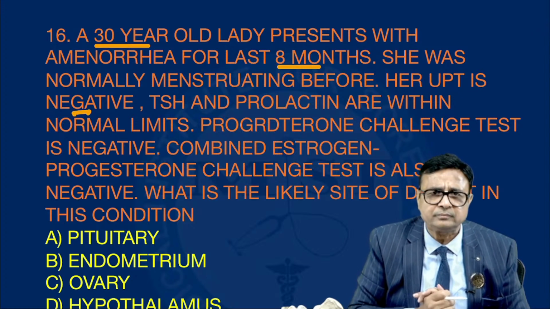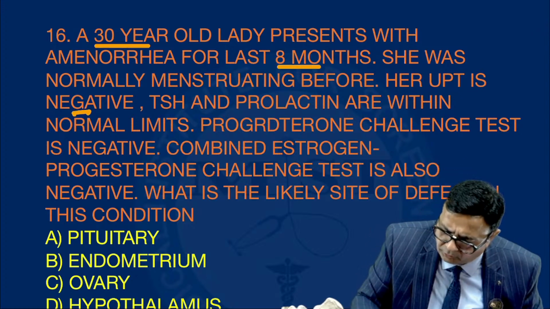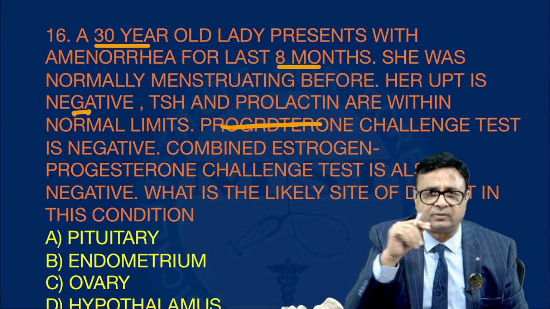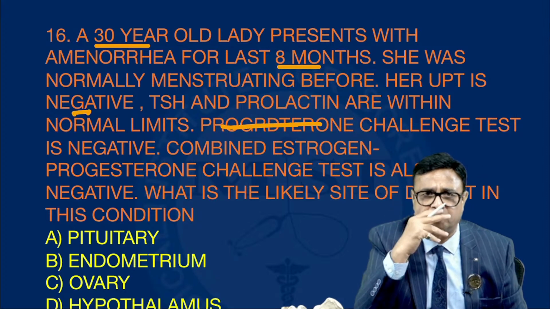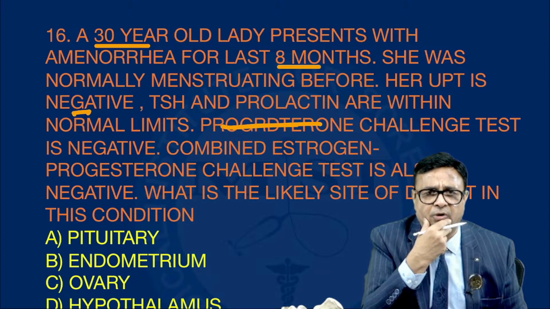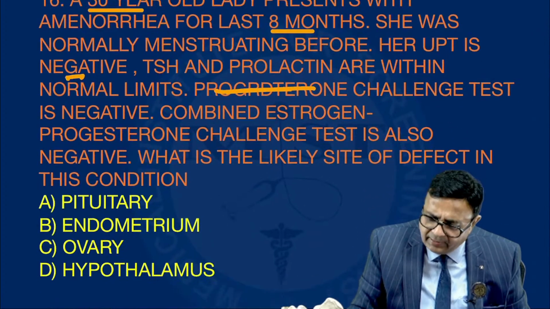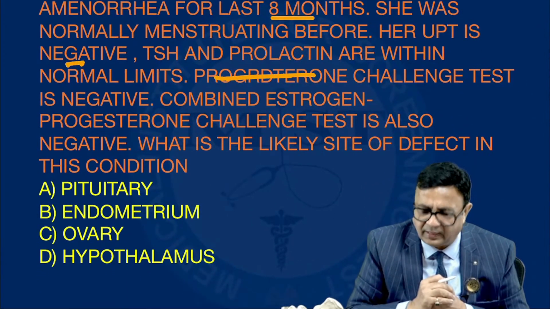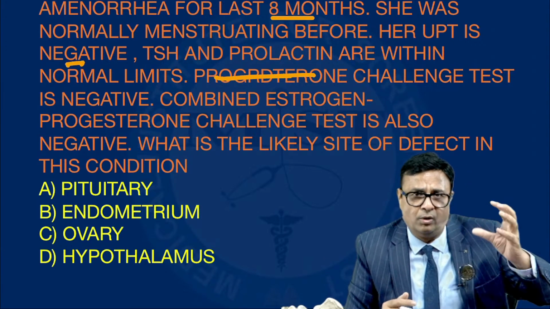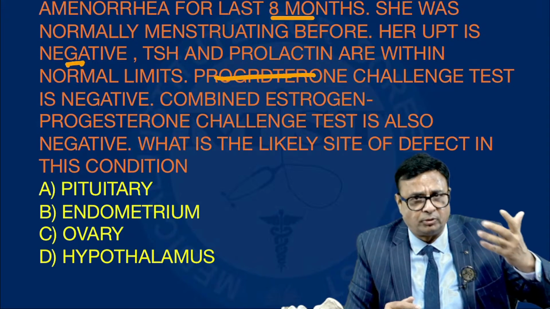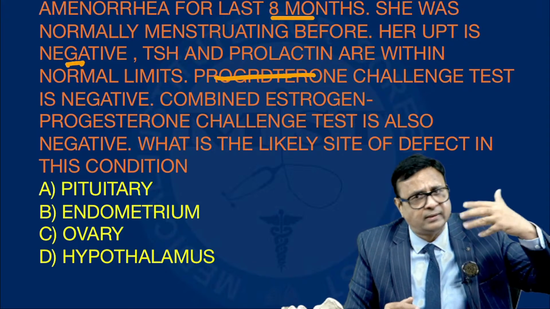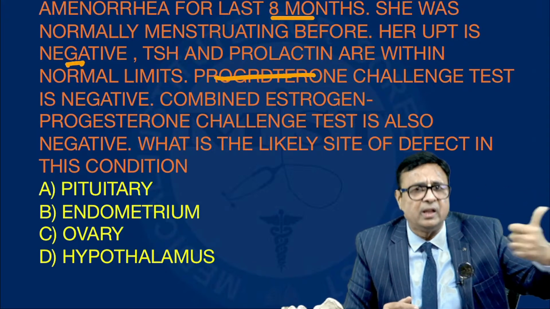Progesterone challenge test is negative. You gave her progesterone and she didn't respond. She didn't have any bleeding after the progesterone challenge test. Then the combined estrogen progesterone challenge test is also negative. She didn't respond to progesterone alone, so a combination of estrogen and progesterone was given, which is called the combined estrogen progesterone challenge test. That is also negative. She didn't respond even to that.